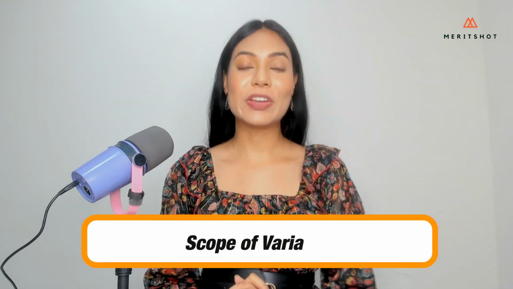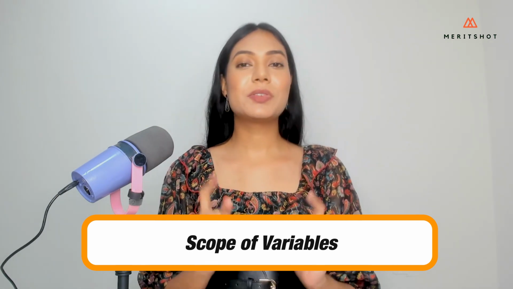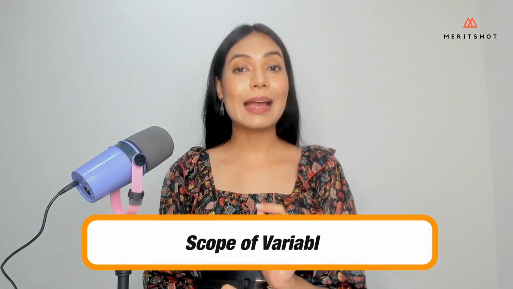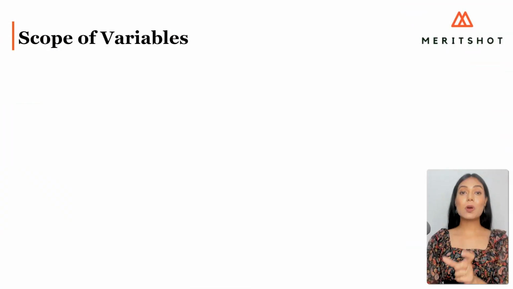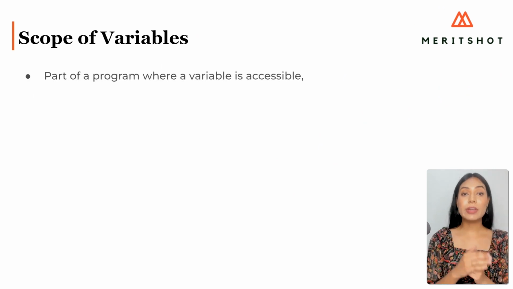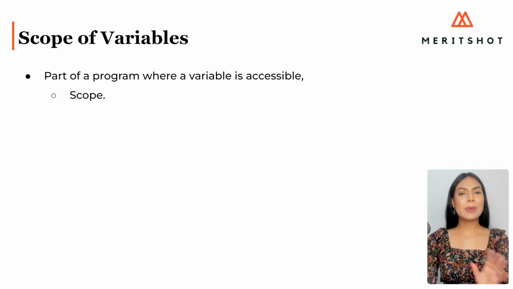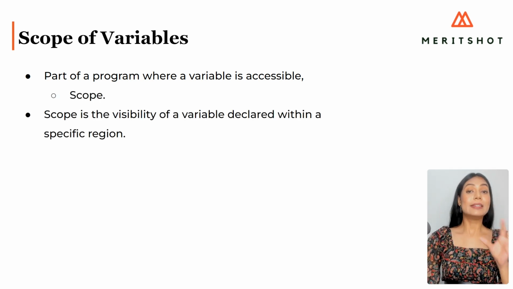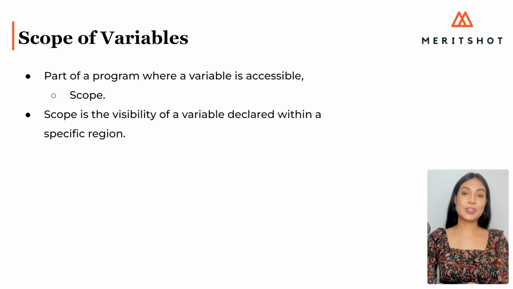In this lesson, we will be learning about scope of variables. Let us first try to understand what exactly it means. The part of a program where a variable is accessible is called its scope. So basically, the scope is the visibility of a variable declared within a specific region.